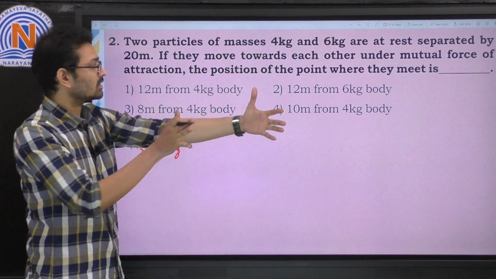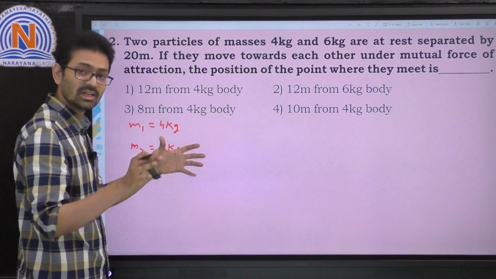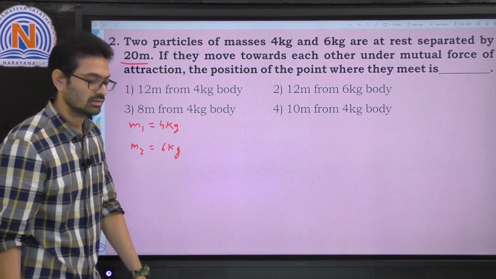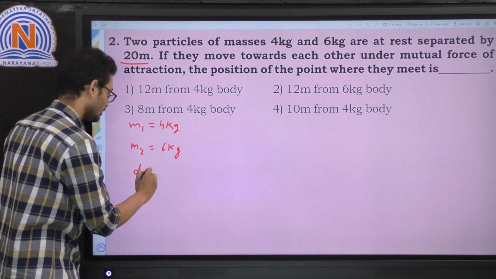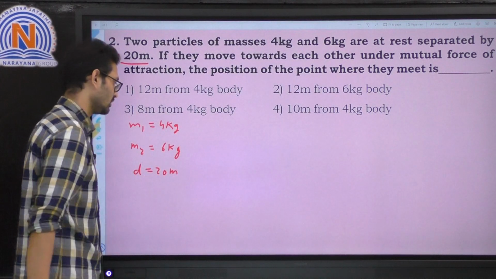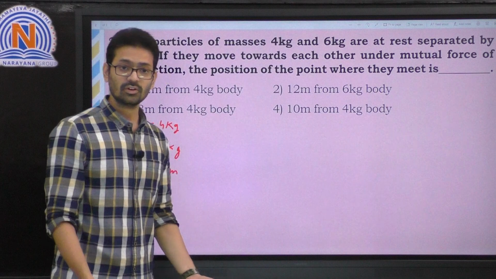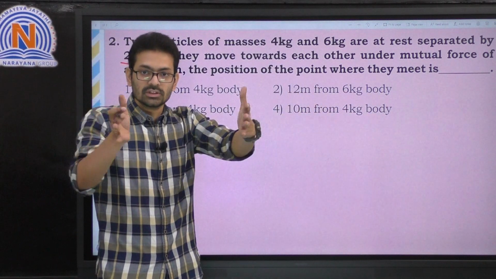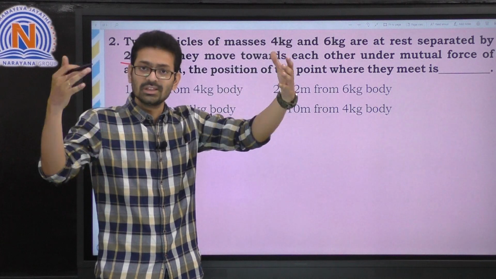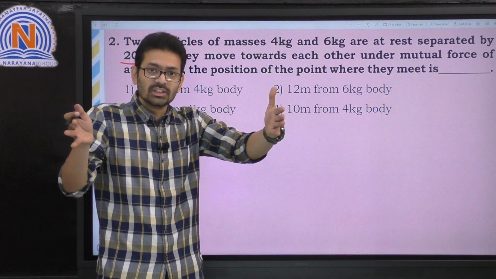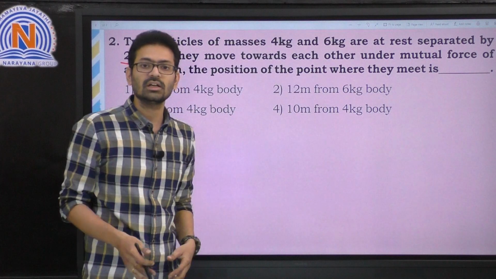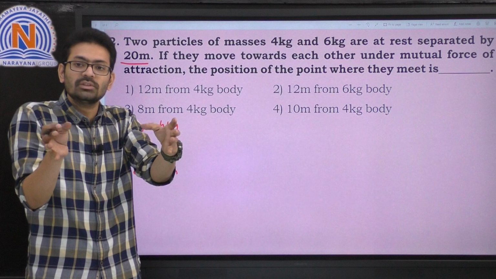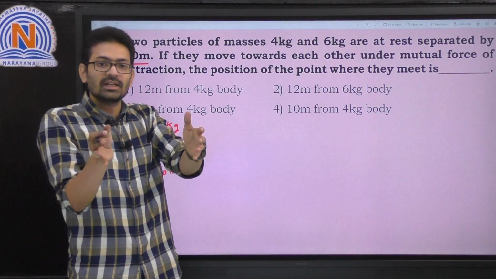Now they're separated by a certain distance. They're actually at rest and they're separated by a distance. How much distance are they separated with? 20 meters. Okay, now let us write D is equal to 20 meter, right? Now what do they want? If they move towards each other, that means they are moving towards each other. They said they are at rest. They started from rest and they started moving towards each other, right? They both moved towards each other with mutual forces, that means equal forces of attraction.